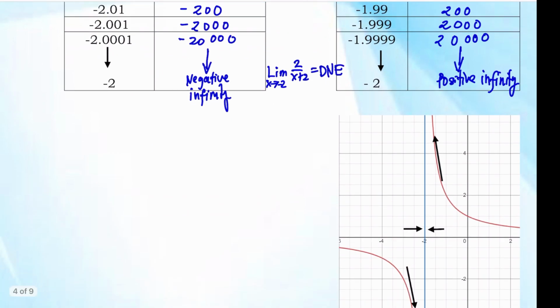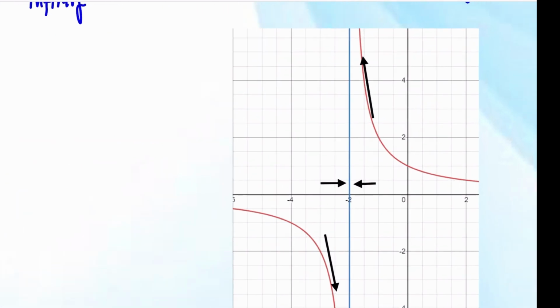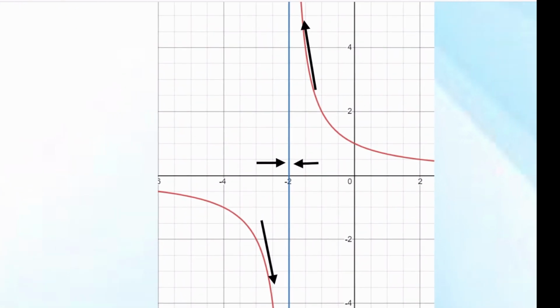And if we're going to graph the function, this is the graph of the function. As x approaches negative 2, if this is our negative 2 and we use numbers closer to negative 2, on the left side the function goes to negative infinity, and on the right side of negative 2, the function goes to positive infinity. Again, this is an example of a limit that does not exist.